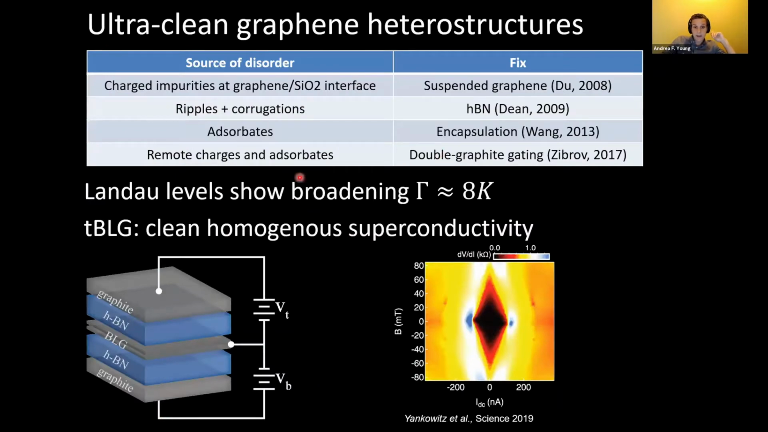And to give some numbers, with this double graphite gating, you can get Landau levels that show broadening on the order of 7 or 8 Kelvin, and that compares to 2 or 3 Kelvin for, let's say, 40 million mobility gallium arsenide quantum well. So it's in the ballpark. And when we're lucky with twisted bilayer, you can get signatures of clean and homogeneous superconductivity in these systems also.